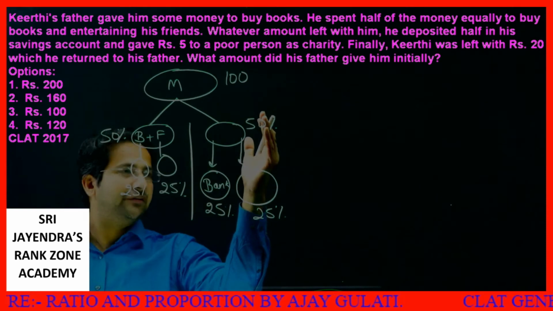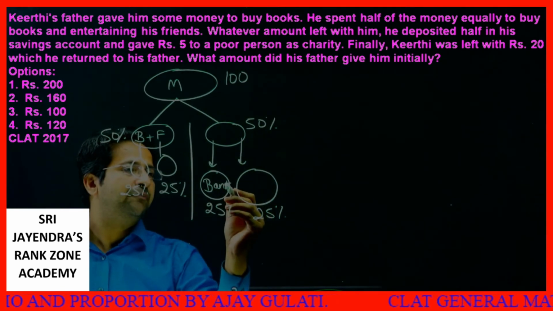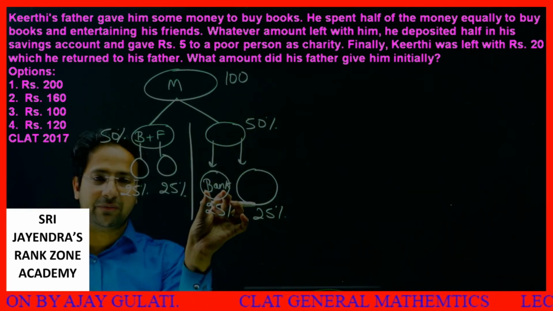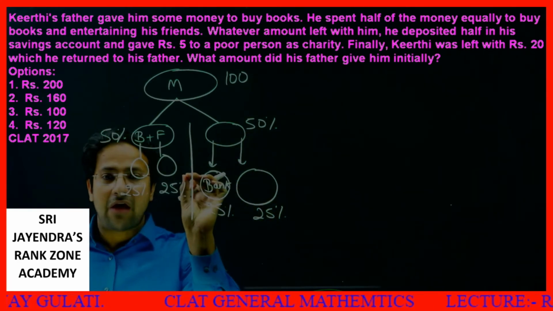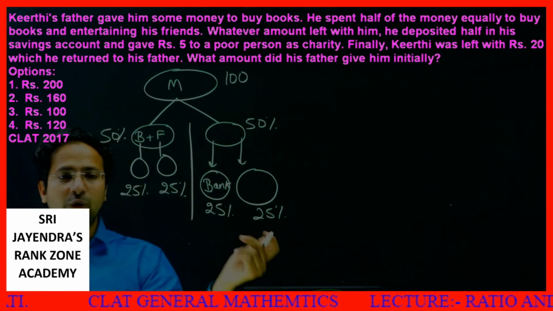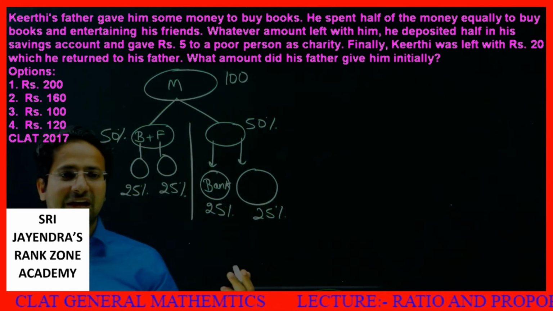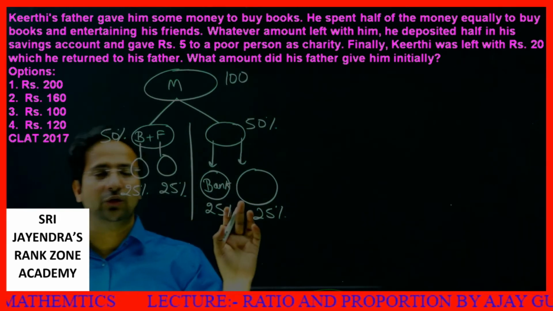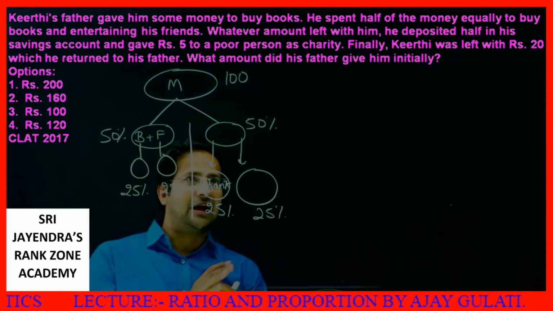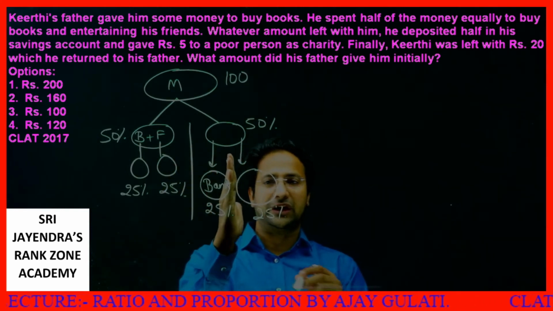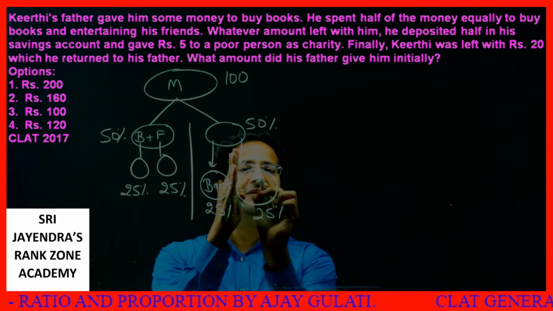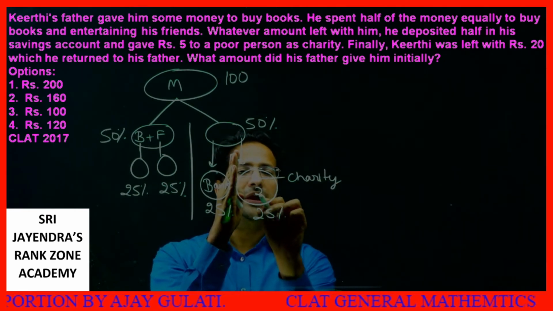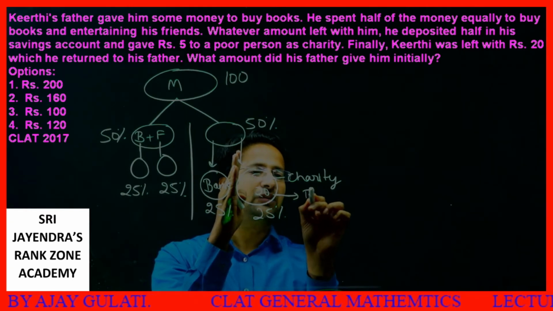Out of this 50%, he deposited half in the bank. So this is 25%. Now half in his savings account and gave rupees 5 to a poor person as charity. Finally, Kirti was left with rupees 20, which he returned to his father. After spending this half, 50%, half of it is 25. What he did? He gave 5 in charity and 20 rupees back to his father.